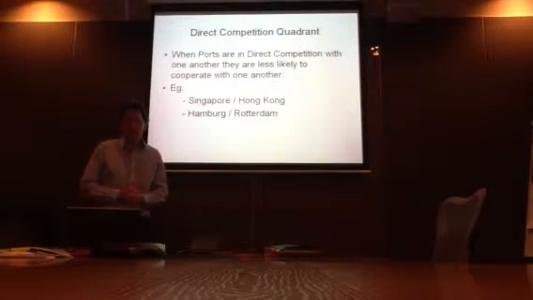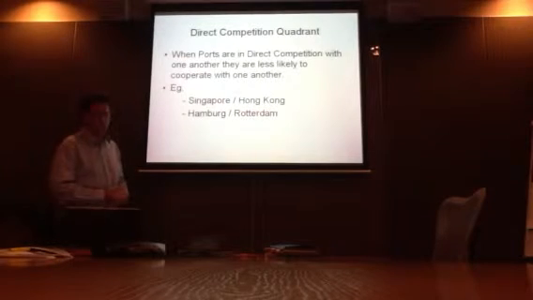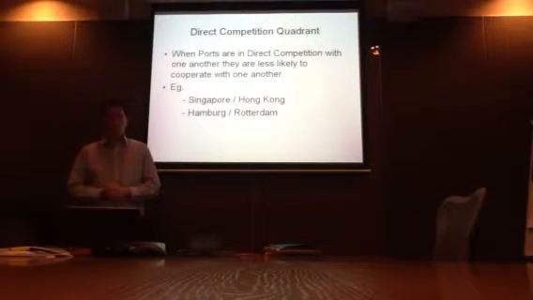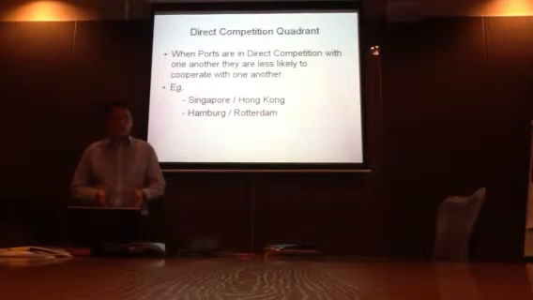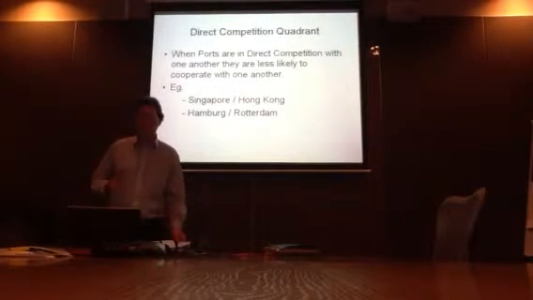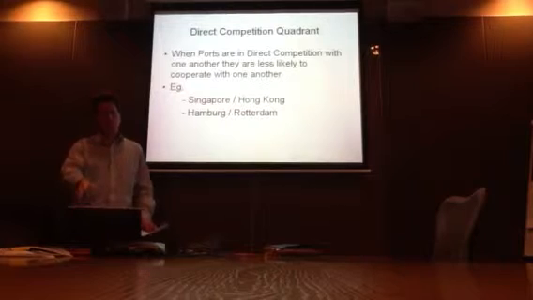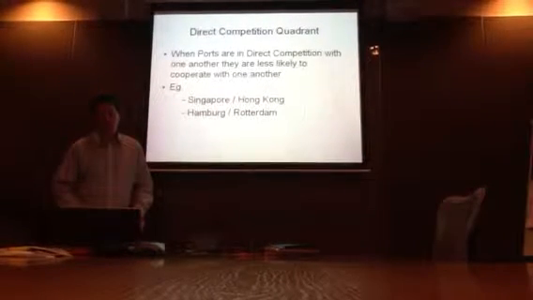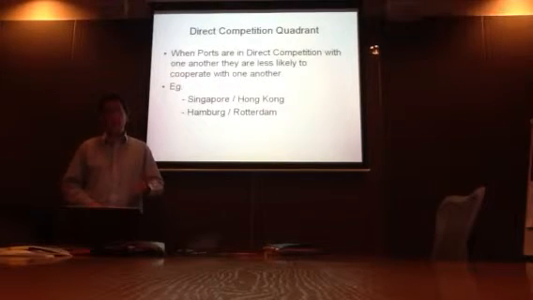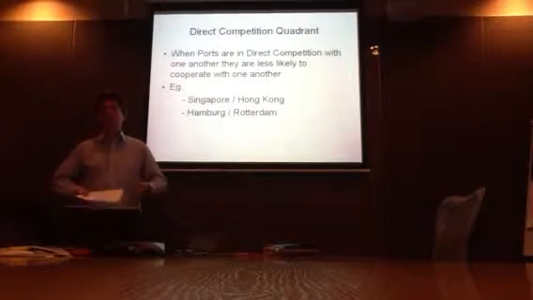Okay, the direct competition quadrant, which is the top left-hand quadrant of that table I just showed. Now in this quadrant, it describes that in this situation, ports that are in this quadrant are classified as ports that are in competition with one another. And in that situation where they're in direct competition, they are less likely to cooperate with each other.